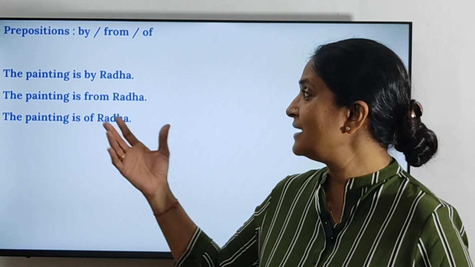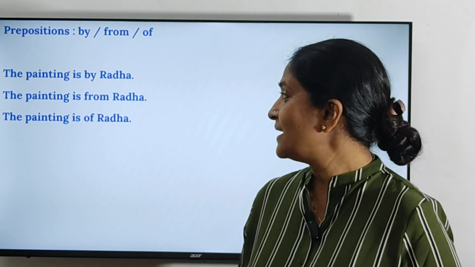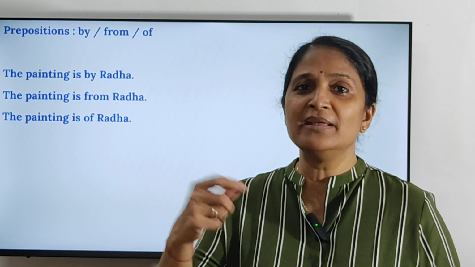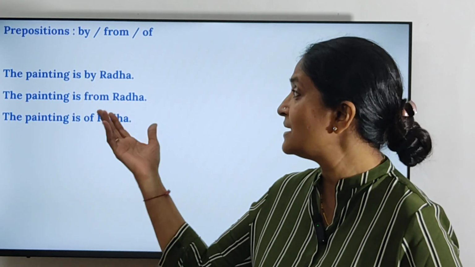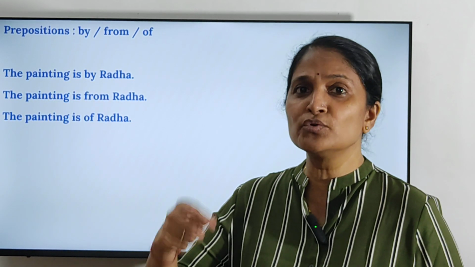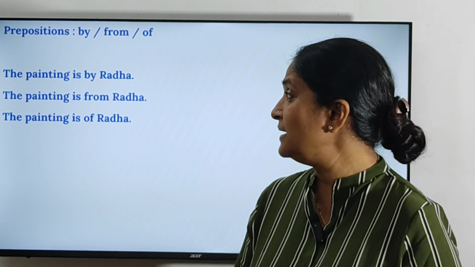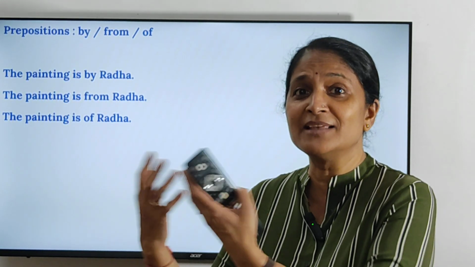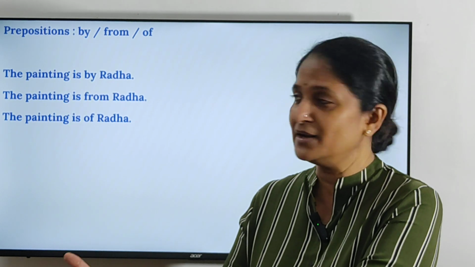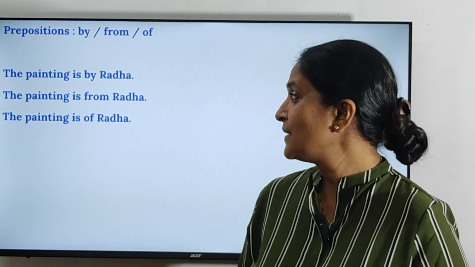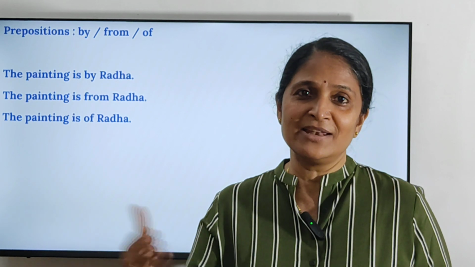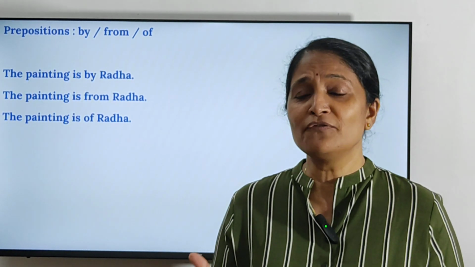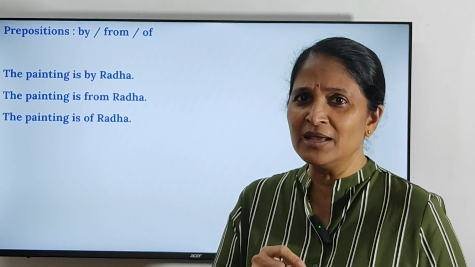When I say the painting is by Radha, it is she drew the painting. उसने painting बनाया है. The meaning is by Radha. She created, she drew this painting. When I say the painting is from Radha, so I have received the painting. मुझे मिला है लेकिन राधा से मिला है. From Radha I have got this painting, right? And when I say the painting is of Radha, तो ये painting राधा का है, right? See, slight difference in the meaning.